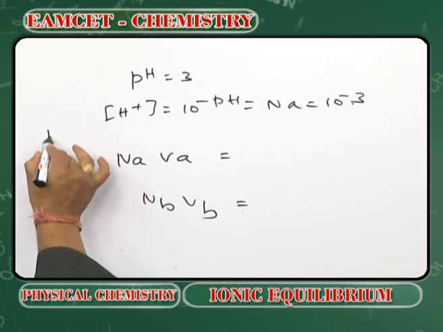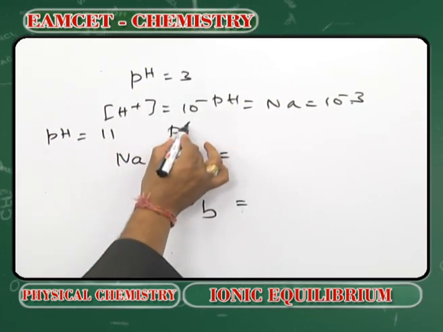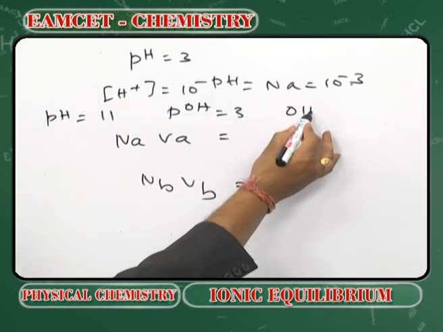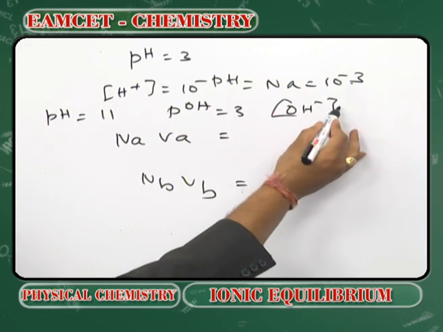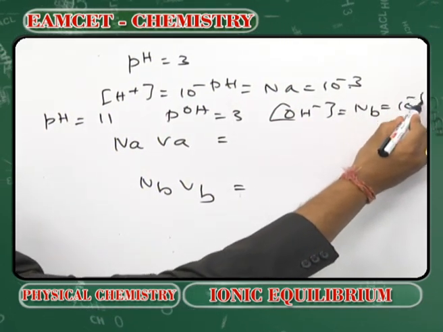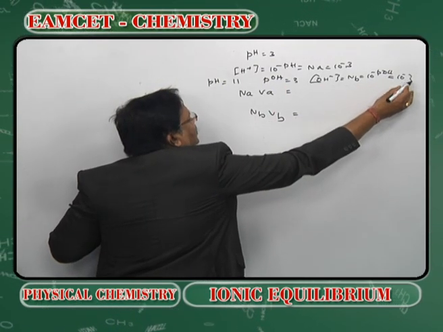pH equal to 11 means it is a basic solution. That implies pOH is equal to 3 and OH minus ion concentration, equal to the normality of the base, is equal to 10 to the power of minus pOH, which is equal to 10 to the power of minus 3.